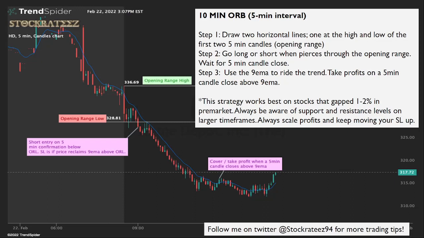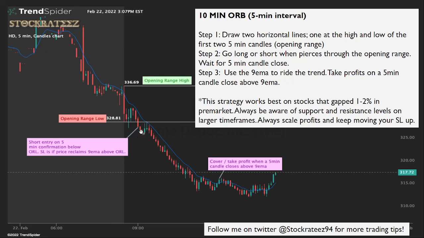So here is an example of the orb. We drew a line. This is all pre-market here in the gray. This is the open. So we drew a line at the high of the first two 5-minute candles and one at the low. We'll call the line at the high the opening range high, and the low the opening range low. So we want to wait for a 5-minute candle confirmation. Like right here, it went below, but the candle didn't close below the orb. So we want to close below the orb, and that's where we'll buy puts.